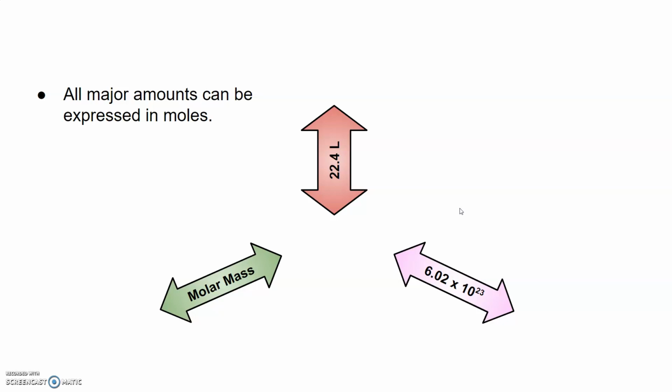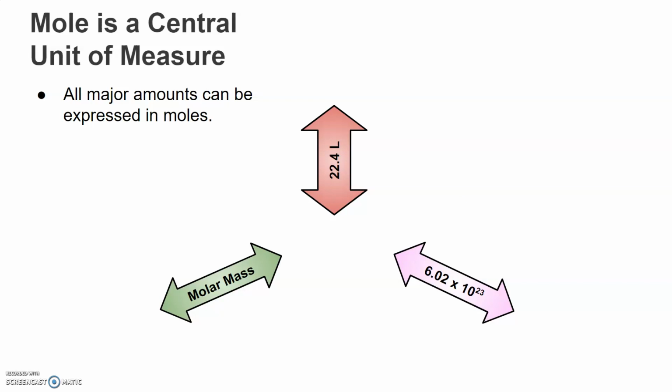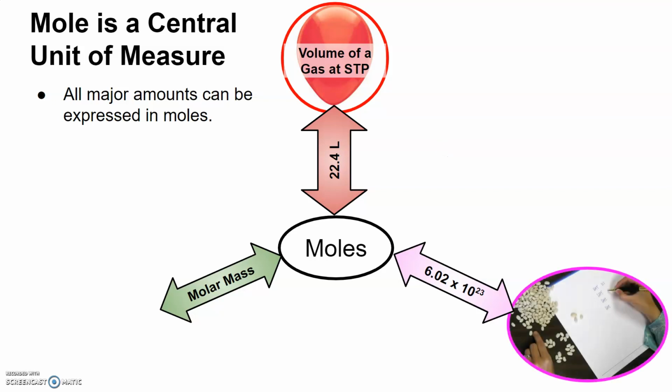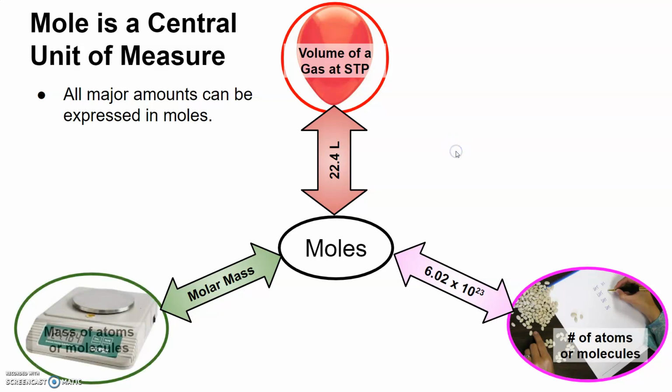All right, so let's dive into this a little bit further. All major amounts can be expressed in moles, and that's why the mole is the central unit of measuring when it comes to amounts. So moles can be used to represent volume of a gas at standard temperature and pressure. It can also be used to represent the number of atoms or molecules, so if you count them. And it can also be used to represent the mass.